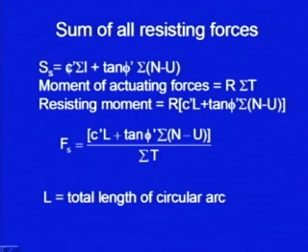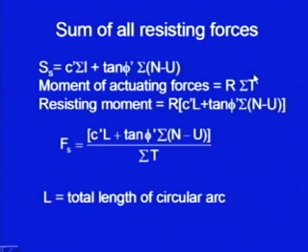Now, when you take the sum of all the resisting forces, S will be C dash summation of l plus tan phi dash summation of (N minus U). C dash is a constant term and tan phi dash is also constant. Here we had assumed that the soil is homogeneous. The moment of actuating forces will be r into summation t.